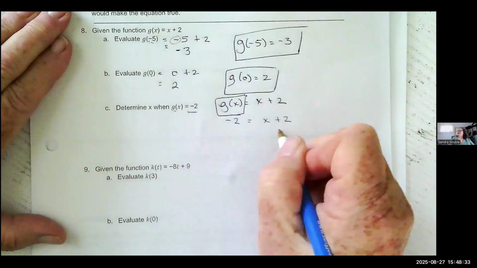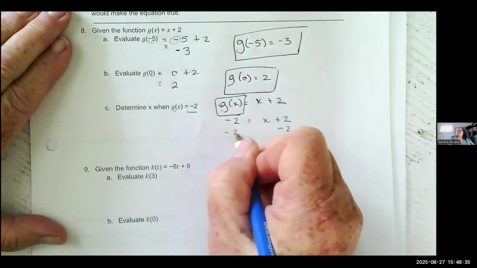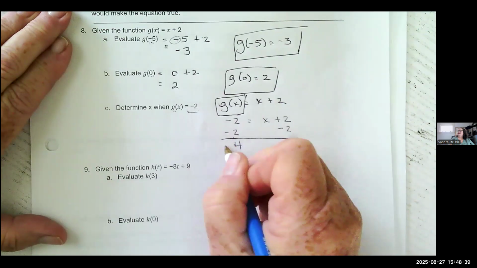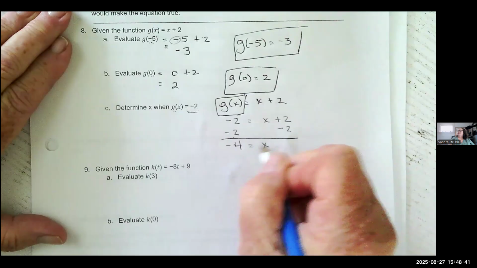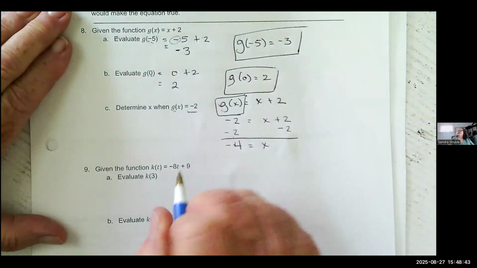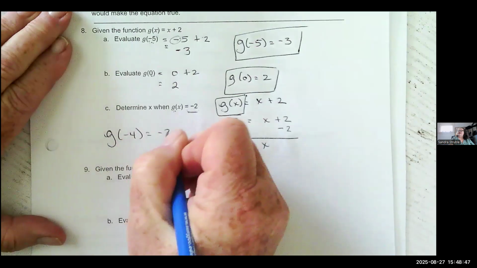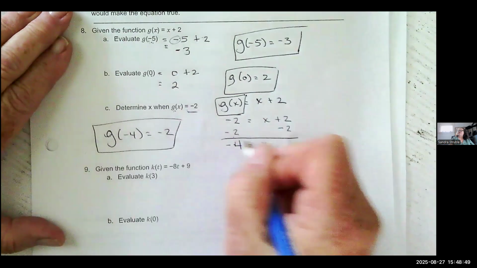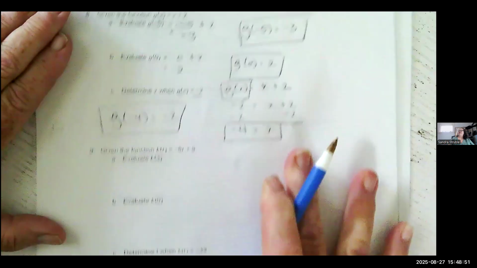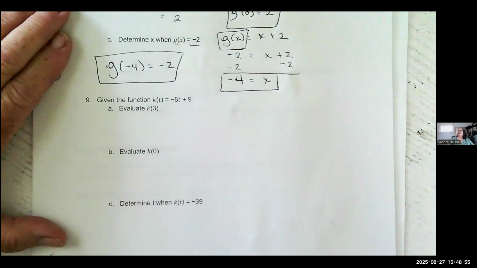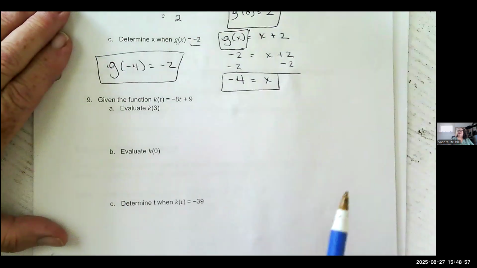All right, so I'm going to subtract 2 from both sides. The signs are the same, so we add them, keep the common sign. So x is equal to -4. Or you could write it as g of -4 is equal to -2. Either one works perfectly fine. Pause the video, attempt these next 3 on your own, then come back and see how you did.